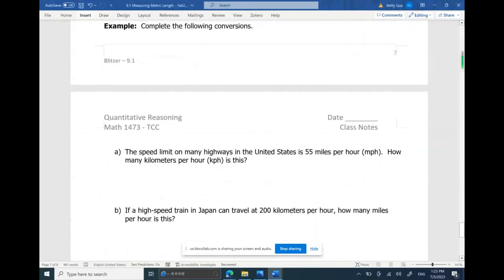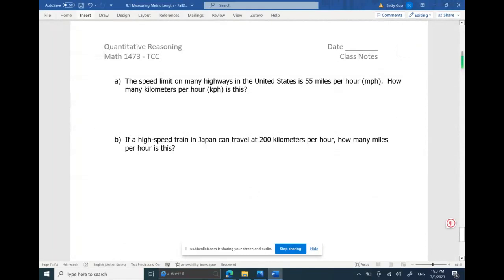Next, part 8. The speed limit on many highways in the United States is 55 miles per hour. Okay, allow me to write the speed in this way as a fraction. We are going to convert the speed limit 55 miles per hour to the equivalent amount in kilometers per hour. So we want kilometers per hour. As you can see, the denominator remains the same, right?